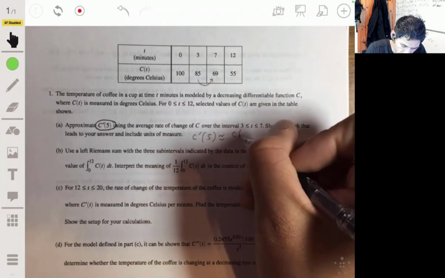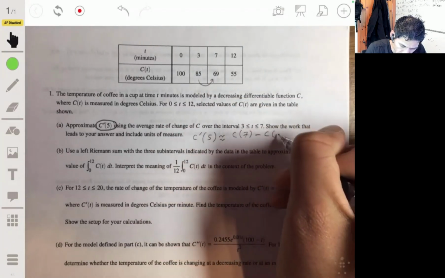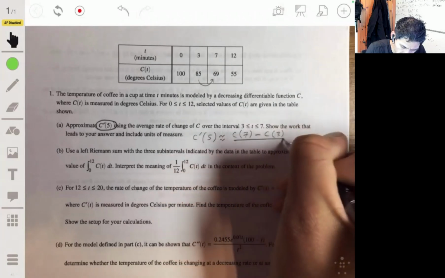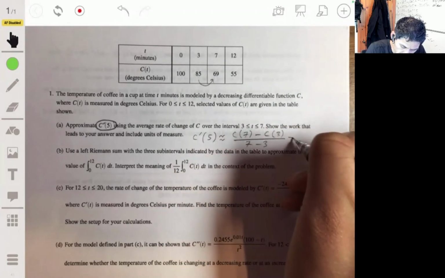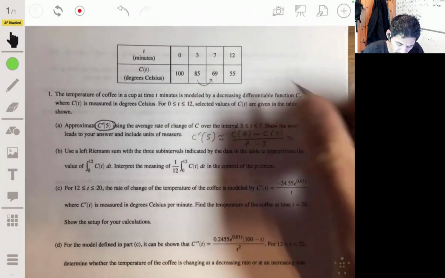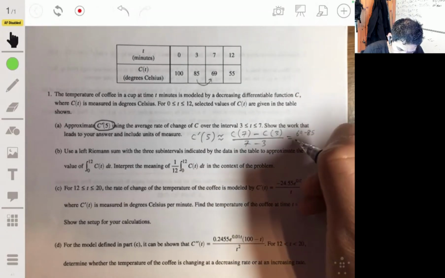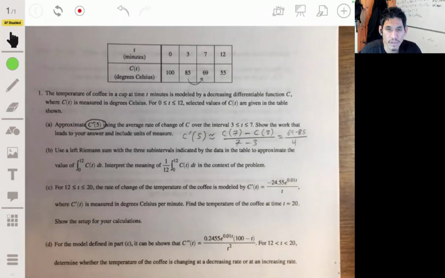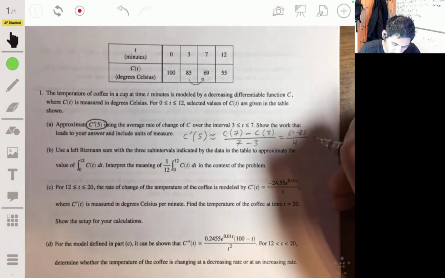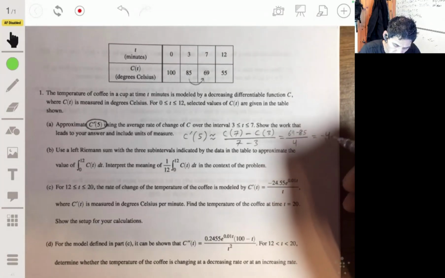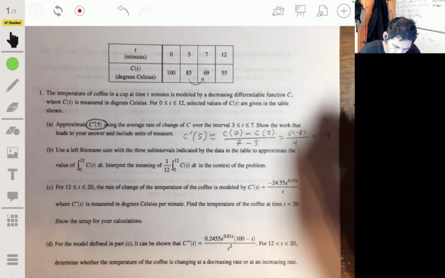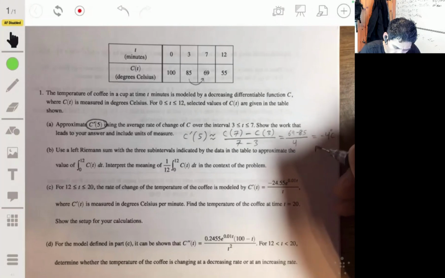C of 7 minus C of 3 over 7 minus 3, which is 69 minus 85 over 4, which will be negative 16 over 4, or negative 4 degrees Celsius per minute.